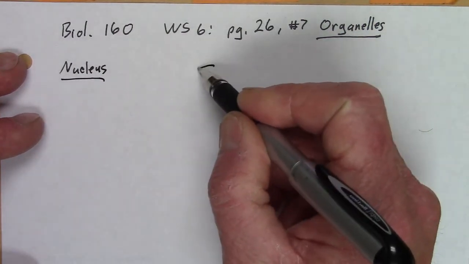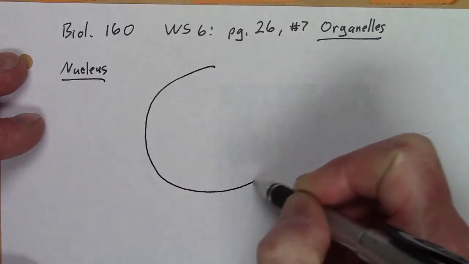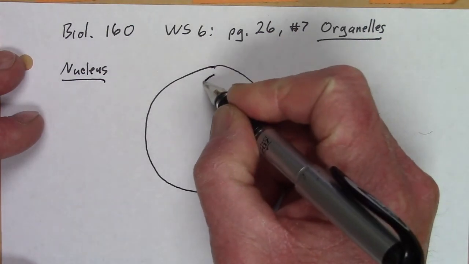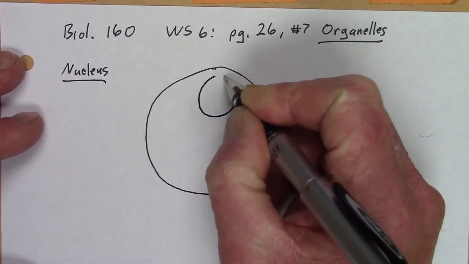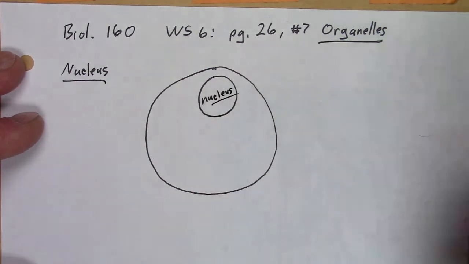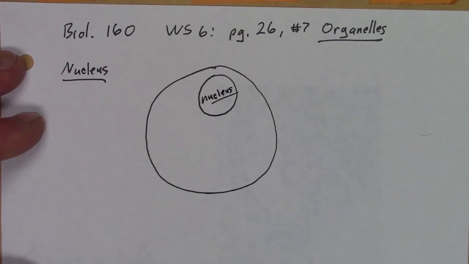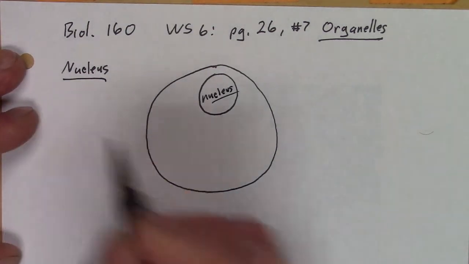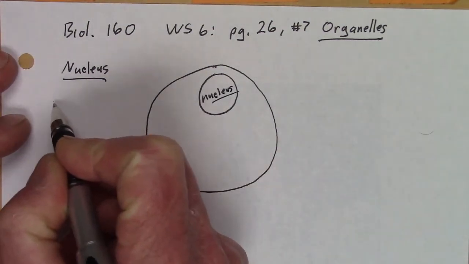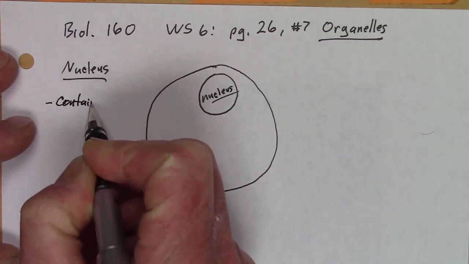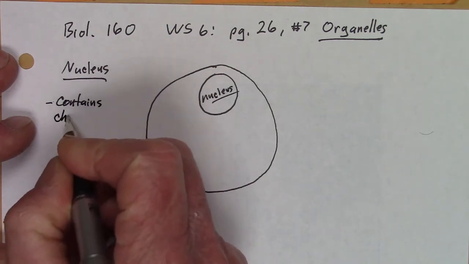is inside all eukaryotic cells. So if this is our cell, inside it is typically a rather large organelle. We'll just call it the nucleus. And your texts have lots of pictures of nuclei, so you can get an idea of what they look like. But their main claim to fame, if you will, there's a couple of things. The main one is that the nucleus contains the chromosomes.